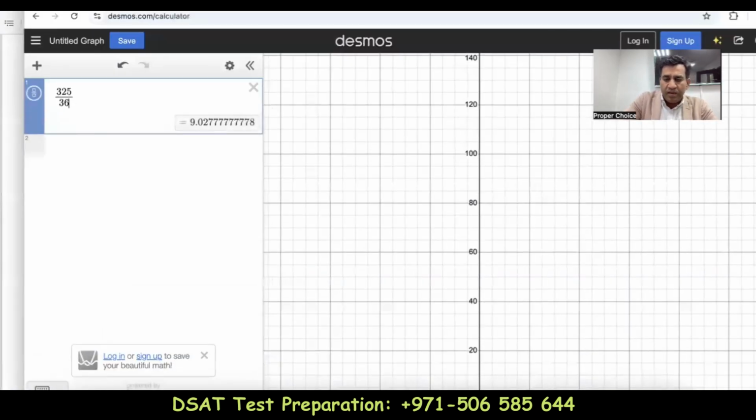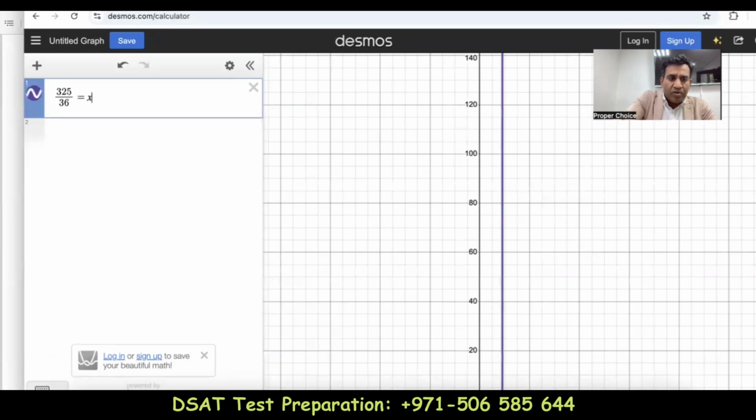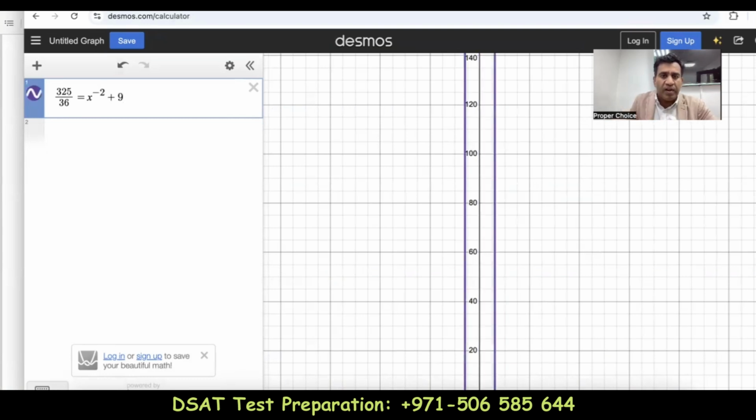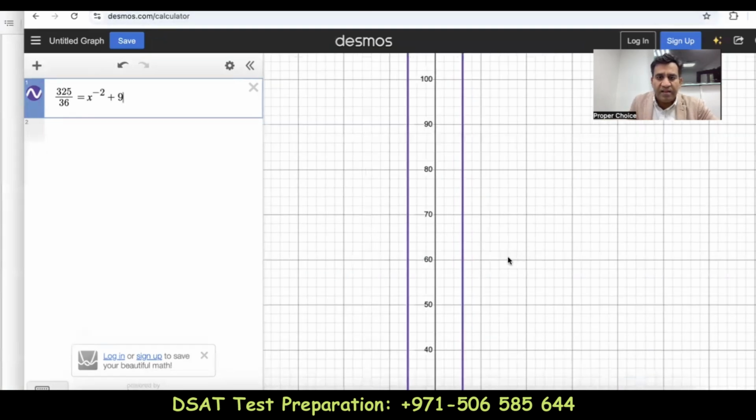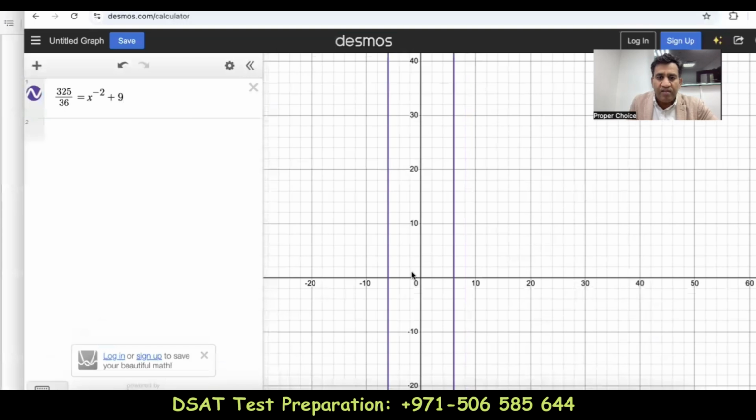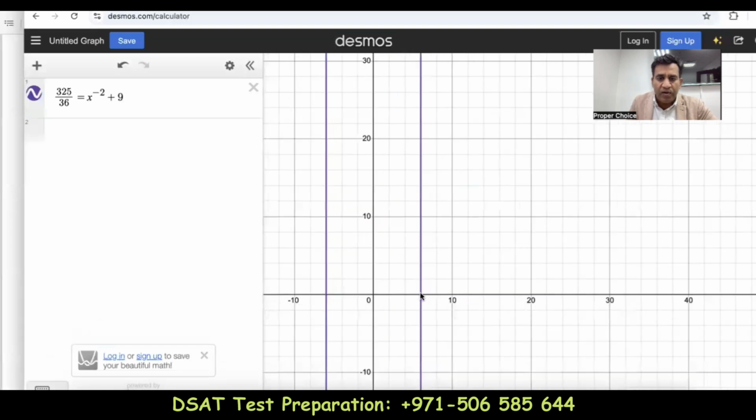36 is equal to x to the power negative 2 plus b, where the b value is 9. So what I'm getting here is x to the power negative 2 plus 9. As I said, the calculator will give you the values, so you need not do anything.